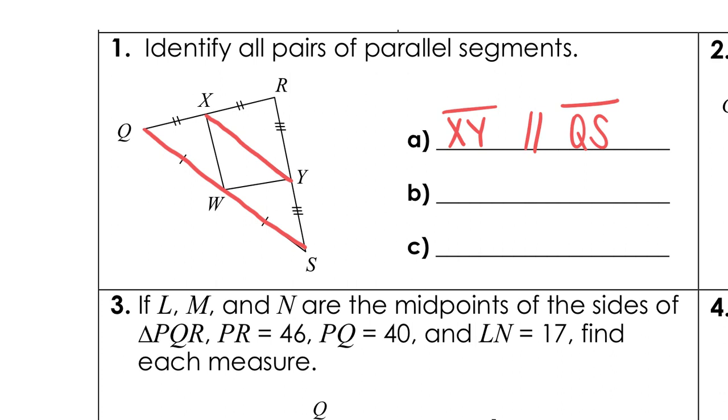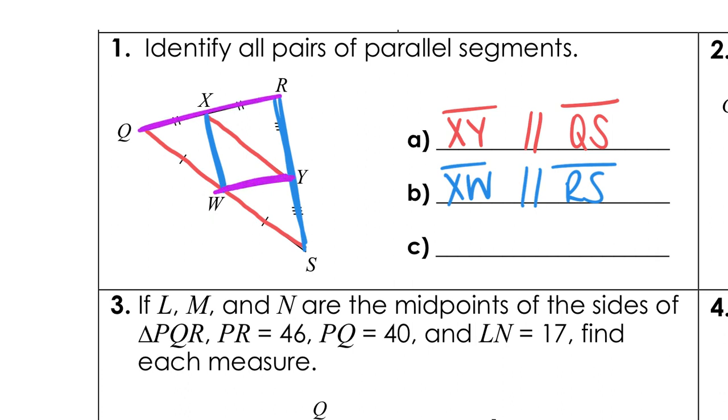And then we can do that same thing for the rest of them. So here's another mid segment. I'm just going to use blue for this one. That's going to be parallel to this side. So it's always going to be parallel to the side that is across from it, right? So those are parallel. We can say XW is parallel to RS. And then finally we have this one here. So WY is going to be parallel to QR.